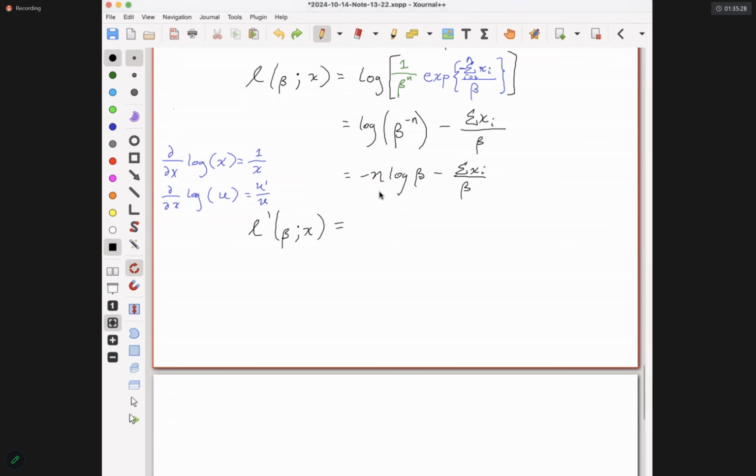Okay, so the negative n is just going to stay there essentially. The derivative of log beta with respect to beta is 1 over beta, so this is negative n over beta. And then the derivative of this with respect to beta, we can write this whole thing as negative sum of beta to the negative 1. And so what does that become?